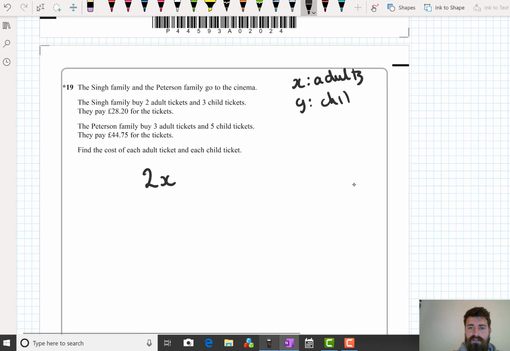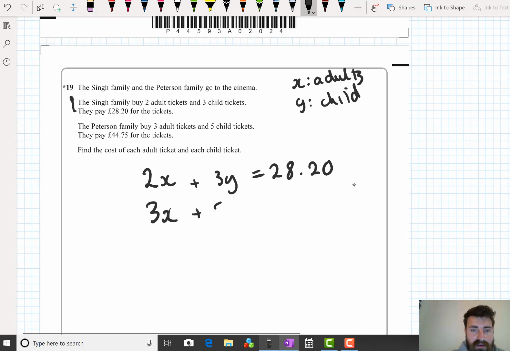Okay, right. So they buy that. They pay £28.20. That there is much easier to read for me than this piece of information. The Peterson family buy 3 adult tickets and 5 child tickets. They pay £44.75. Oh, we've got simultaneous equations. Find out the cost of each adult ticket and each child ticket. Well, already just by writing it like that, you can see straight away it's formed 2 simultaneous equations.